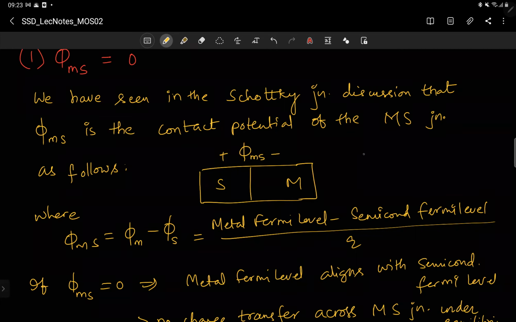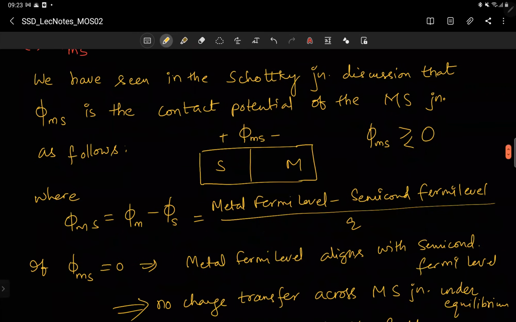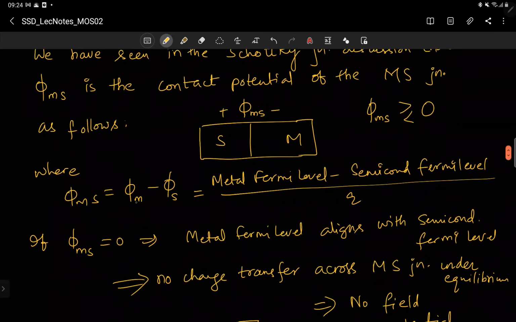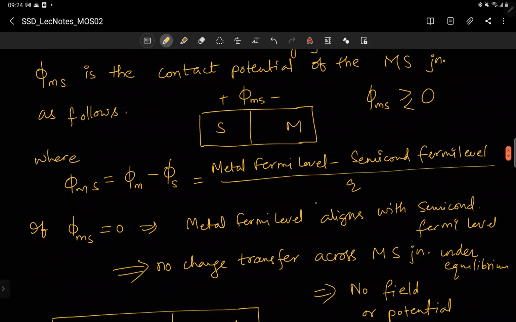Here phi ms can be greater than or less than 0, depending on the Fermi levels of the semiconductor and metal. Okay, so we don't know the value of phi ms, but just that the reference is something like this, plus and minus this way. And what is phi ms? It is phi m minus phi s, metal Fermi level minus semiconductor Fermi level by Q. Difference between the Fermi levels by Q. Difference between work functions.